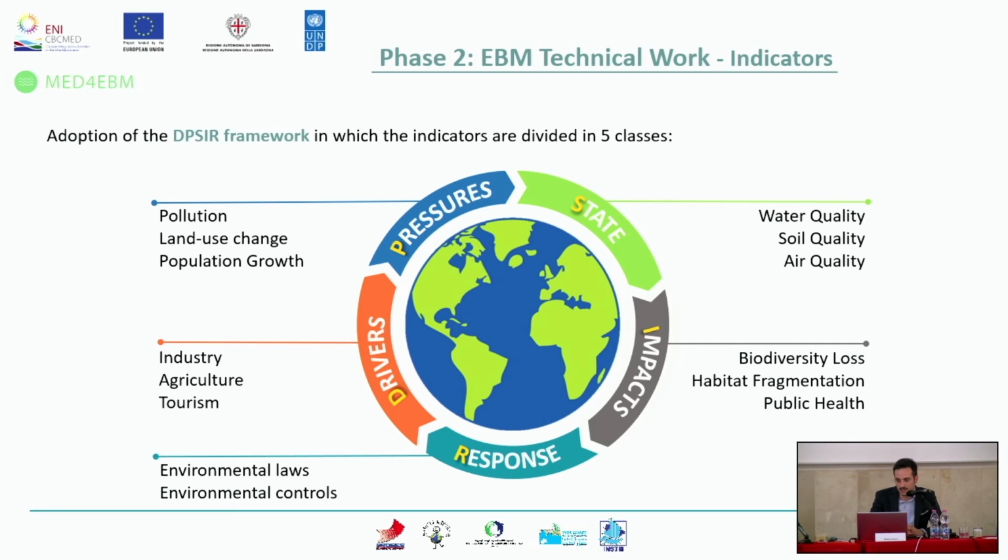As you can see from the image, it is a circular system where each class has an effect on the following class. So starting from the drivers, which are agriculture, industry, tourism, we know that they cause a pressure, for example, pollution, to the state of the environment, for example, to the water and soil qualities. These elements lead to impact. So, for example, an impact on biodiversity, to which there should be a response at the institutional level. So we started from this model to create a more complex net of indicators.